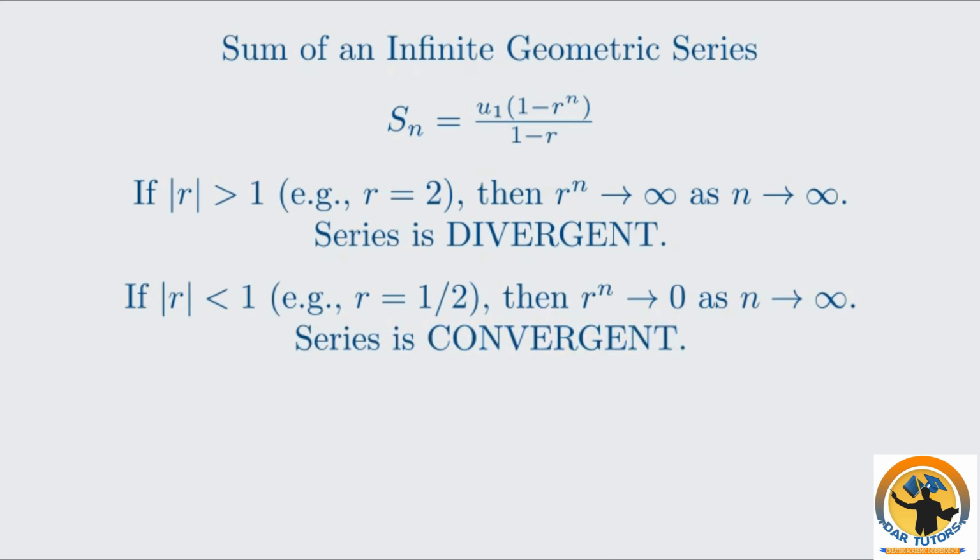If r to the n approaches 0, our formula simplifies beautifully. The term r to the n disappears, and we are left with the formula for the sum to infinity, S. S equals u_1 divided by (1 minus r). This is the sum that the series converges to.